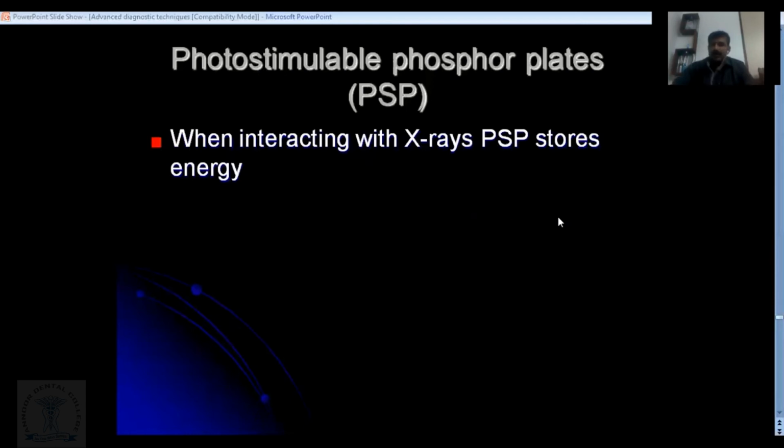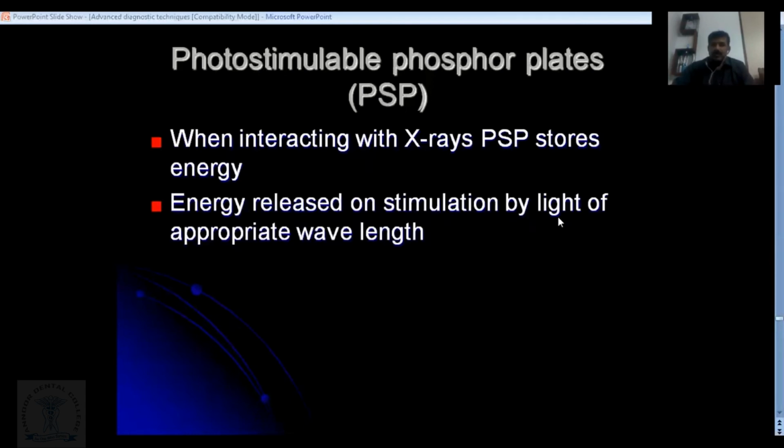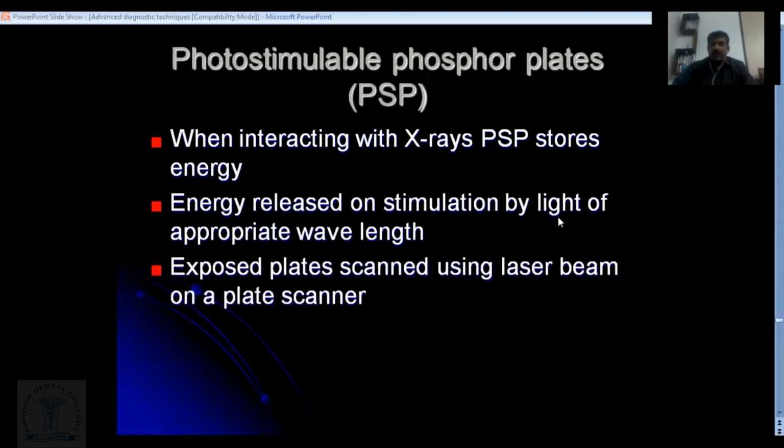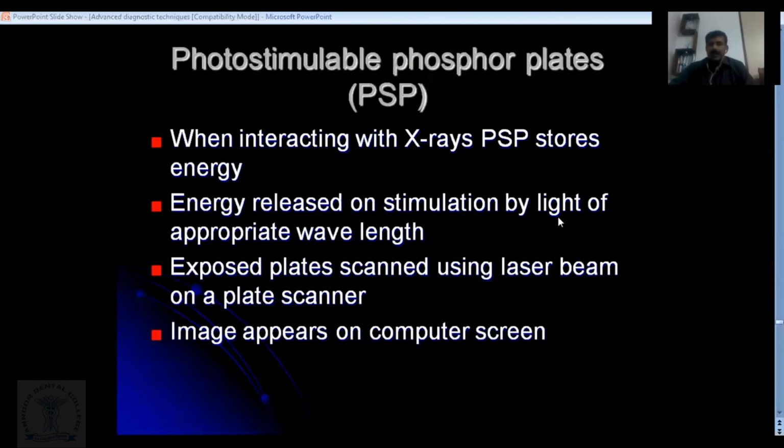PSP, when interacting with X-rays, stores energy, and the energy is released on stimulation by light of appropriate wavelength. So you expose the plate in the patient's mouth, and then it is scanned using a laser beam, and then the image appears on the computer screen. But this is more precise.